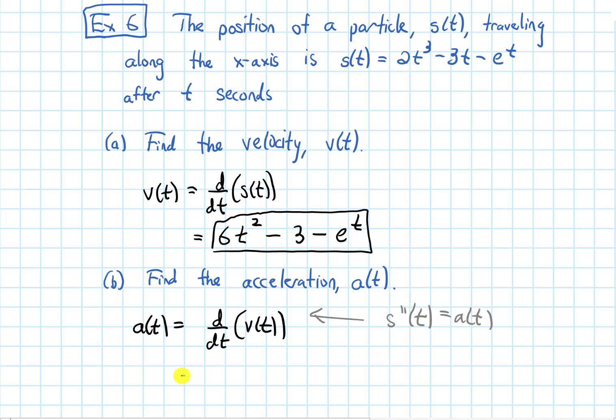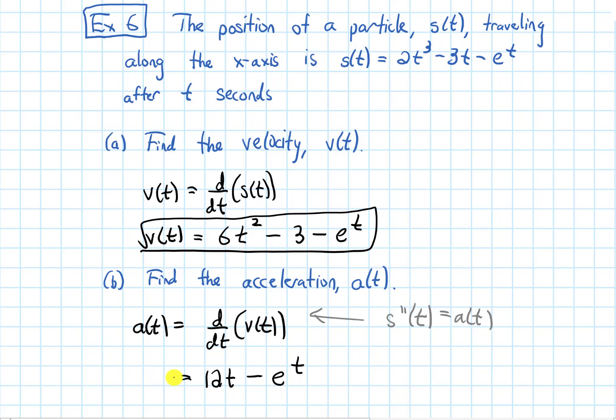All right, so we need to do the derivative of our velocity function. And if we did that, derivative of 6t squared is 12t. 3 is a constant, so the derivative of minus 3 is 0. And then I'll get minus the derivative of e to the t, which is itself. Okay, that is going to be my acceleration. Maybe let me write v of t here and include all of this in the box. And I'll write a of t here and box this whole thing.